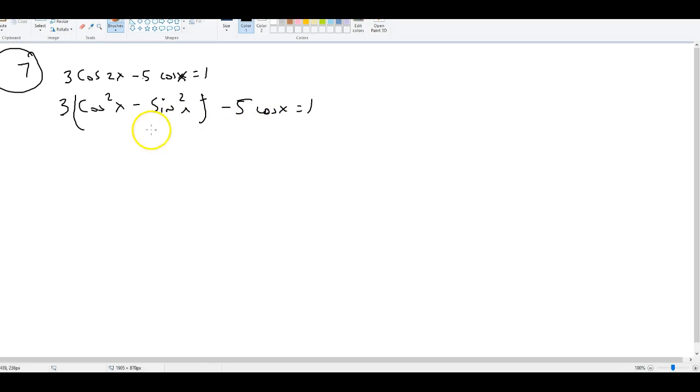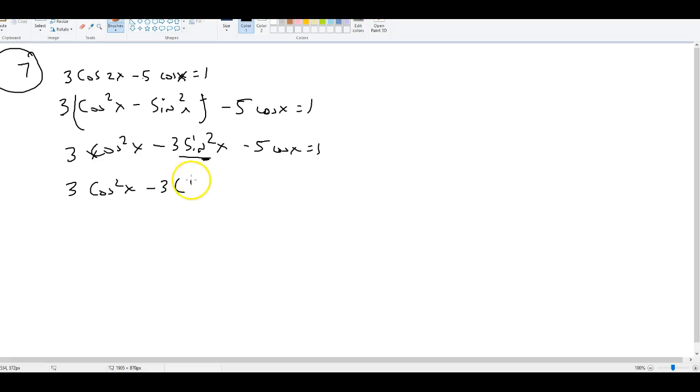So far, so good. Then I would go, that's just 3 cosine squared x minus, and everything else is in terms of cosine. Every last bit of this is in terms of cosine, except for this one sine squared x. Since I've got no great algebra to do, I'm going to go ahead and kill the one sine squared x. The way I do that, of course, I'm going to write 3 cosine squared x minus 3 parentheses 1 minus cosine squared x, right? Because that's the identity for sine squared. That goes like that, right? Minus 5 cosine x equals 1.